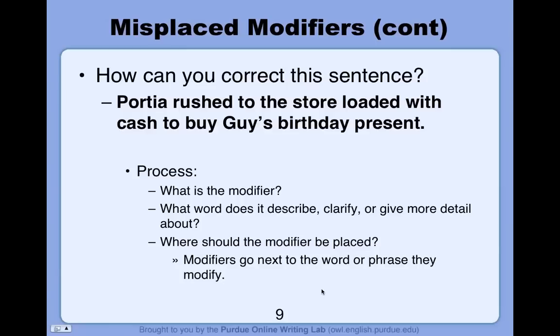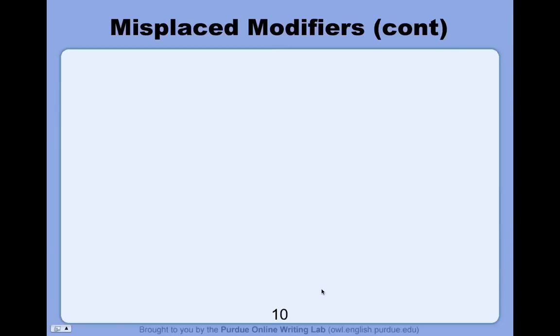So can you define the problem with the first sentence? Portia rushed to the store loaded with cash to buy Guy's birthday present. The way it's written, the store is loaded with cash. So the phrase loaded with cash is the modifying phrase. The store isn't the one loaded with cash. It should be Portia.